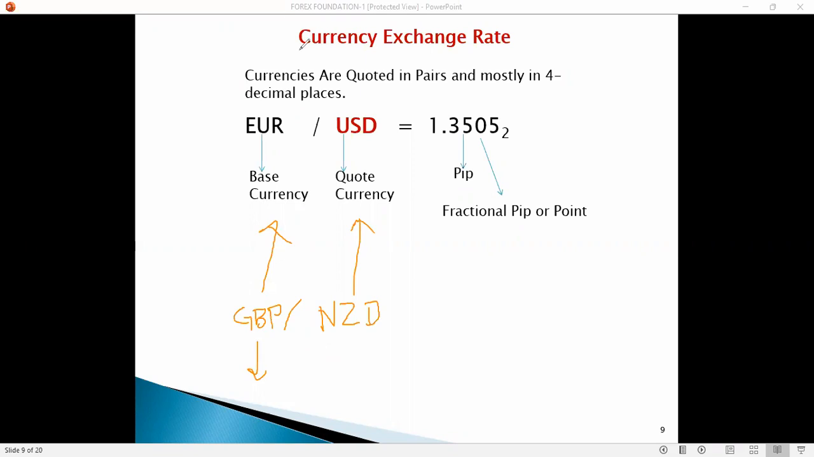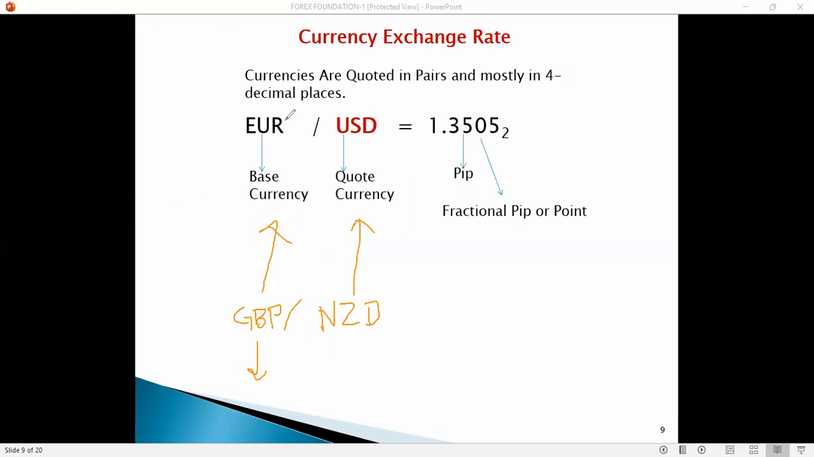So we are just using Euro USD as an example on this slide. I hope this is very, very clear. If my explanation is clear, please guys, type in clear in the chat. So any currency pair at the left hand side is known as the base, while the one at the right hand side is known as the quote.